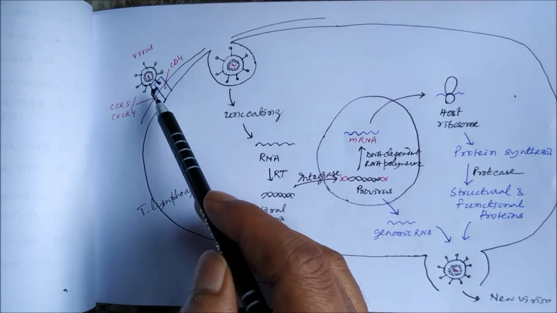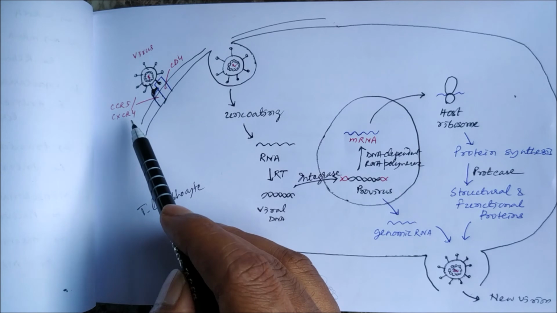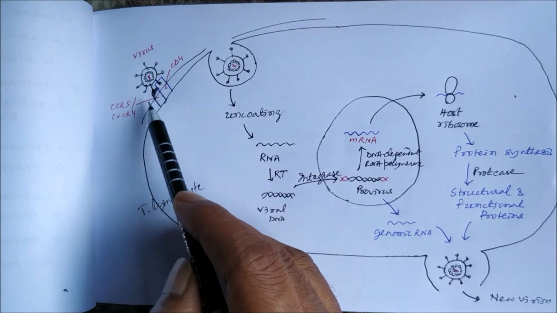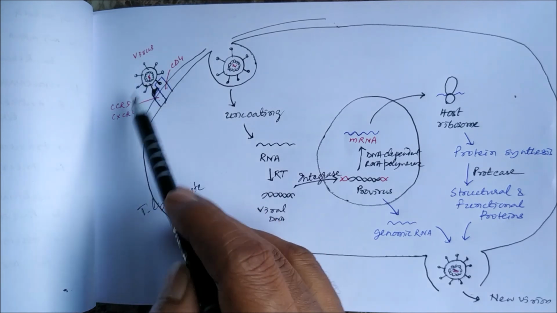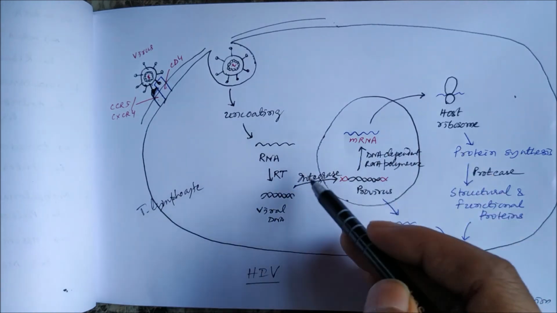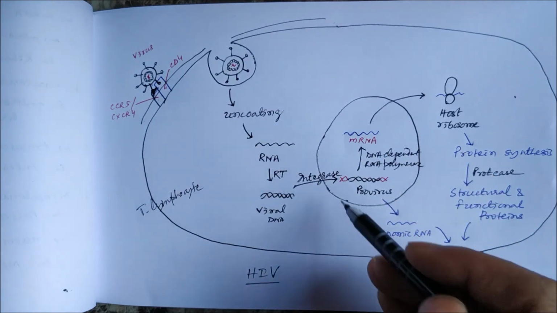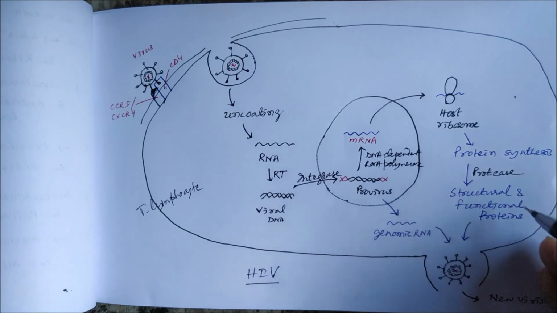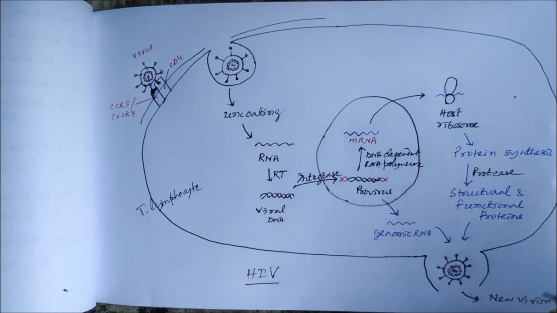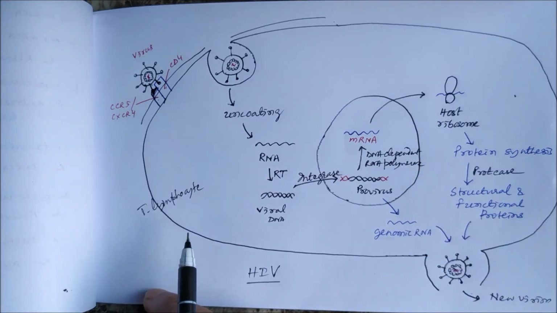So this is all about the life cycle of virus, and here also we can target HIV by drugs which can inhibit this attachment. Then reverse transcriptase can be one target, integrase can be another target, the protease can be another target. So this is all about the life cycle of virus.